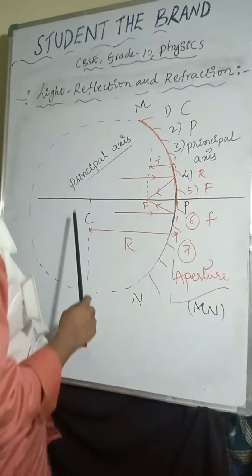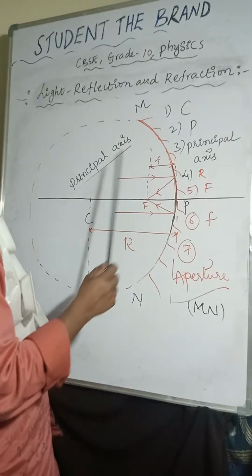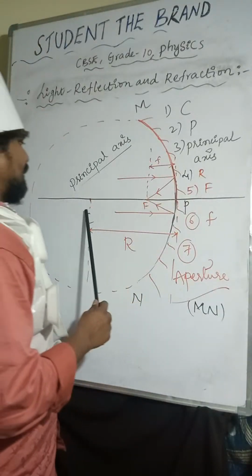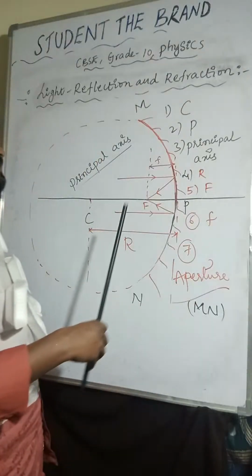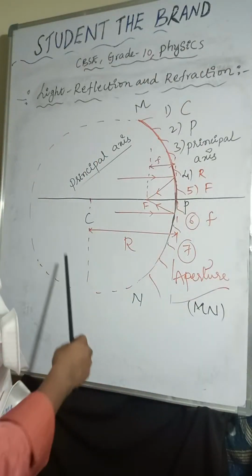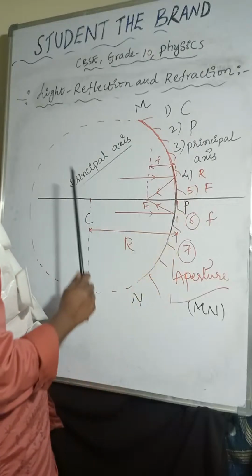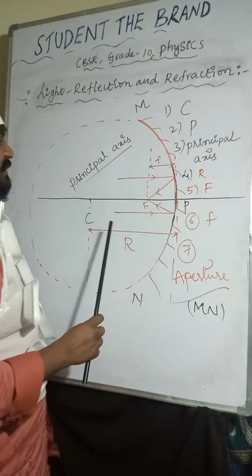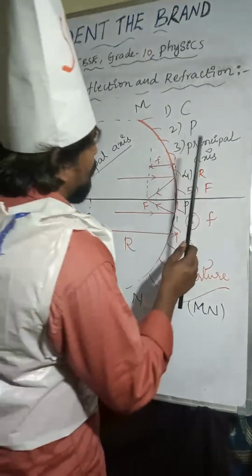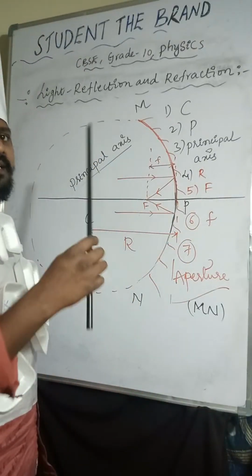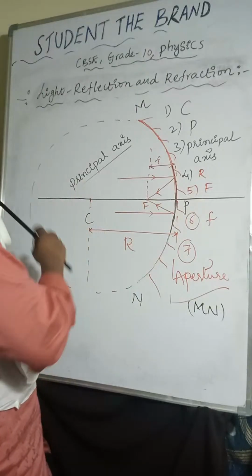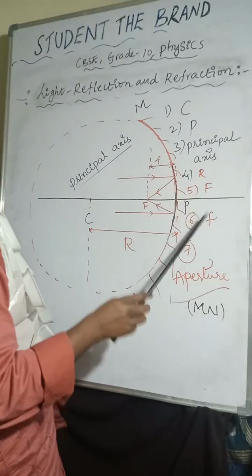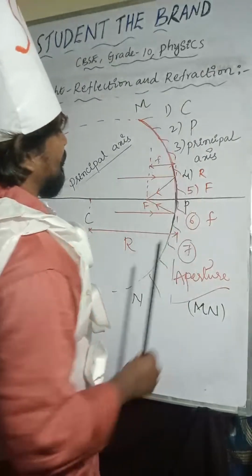The center of the imaginary sphere is called the center of curvature. The midpoint of the mirror is called the pole. The line joining the center of curvature and the pole is called the principal axis. The distance between the center of curvature and the pole is called the radius of curvature. I hope it is very clear: the line joining is the principal axis, and the distance is the radius of curvature.